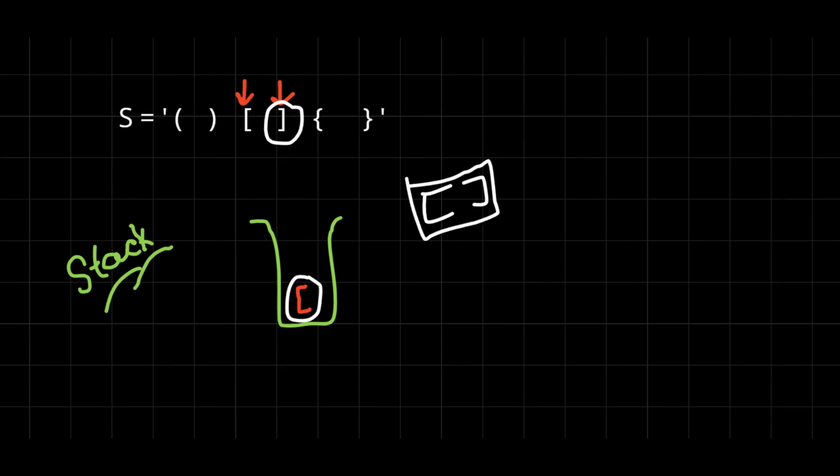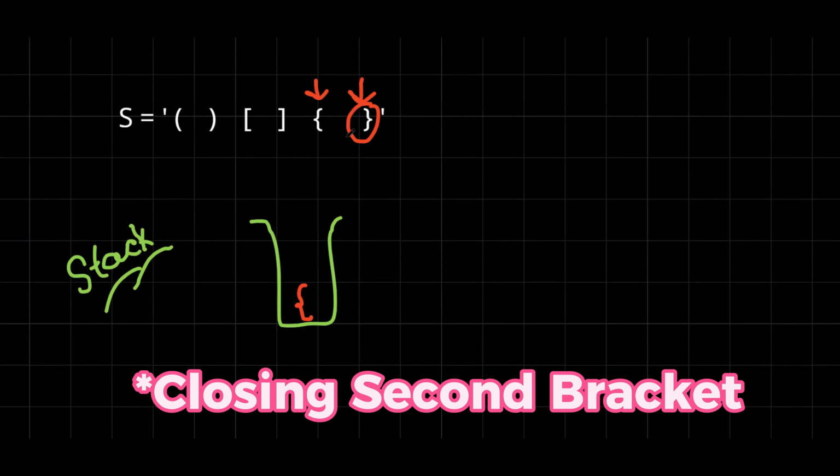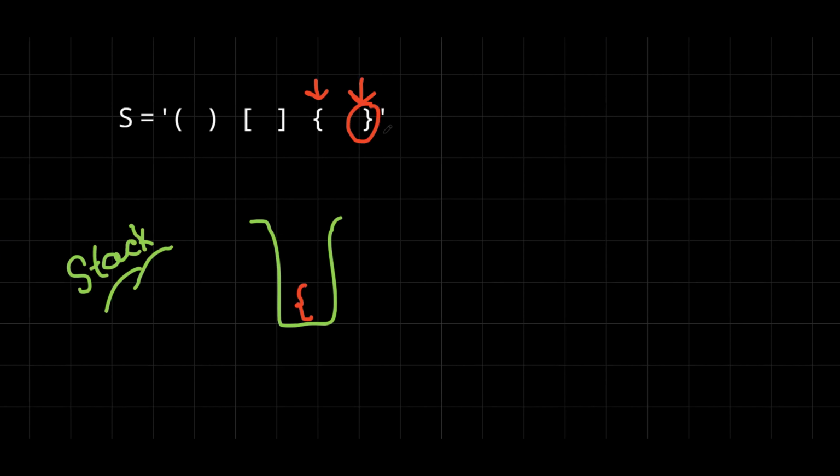So here, as this is a closing bracket, we have to check whether the top element of the stack is the opening bracket or not. As we have seen, the top element of the stack is the opening bracket. So the opening bracket and closing bracket will make a valid parenthesis. So in this case, we have to remove the top element of the stack. Now finally, we have completed our iteration.